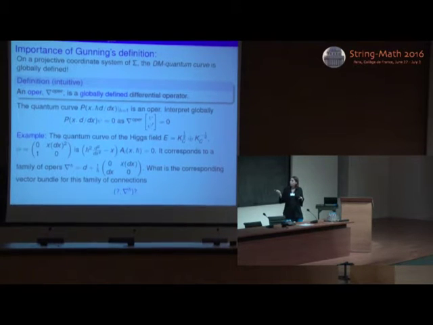And we can interpret globally a second-order differential operator as a first-order system of equations. So an oper acting on this vector. And in the Airy example, we started with this Higgs field, and this was the quantum curve. This quantum curve in a projective coordinate system corresponds to a family of opers, nabla h bar, that is d plus 1 over h bar times this matrix. This matrix looks like a Higgs field, but it is in fact a connection. So what is the corresponding vector bundle for this family of connections?